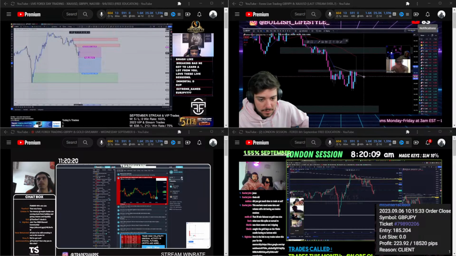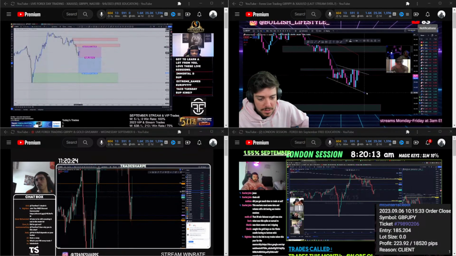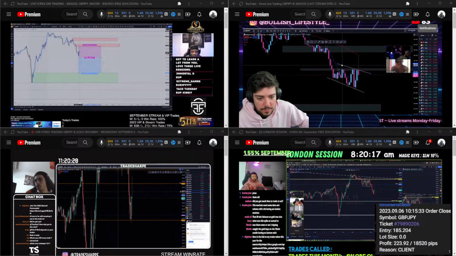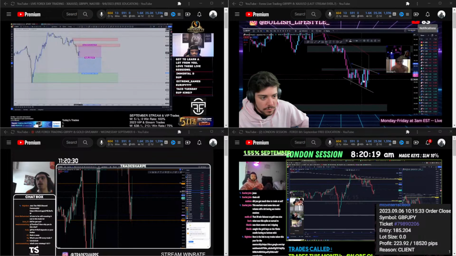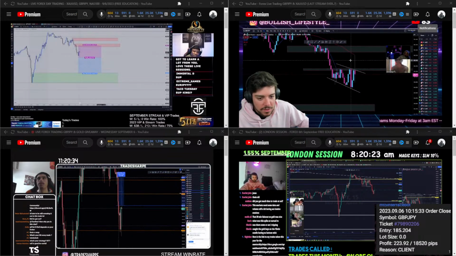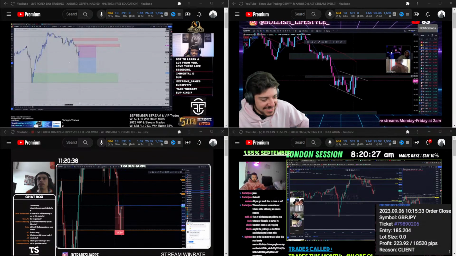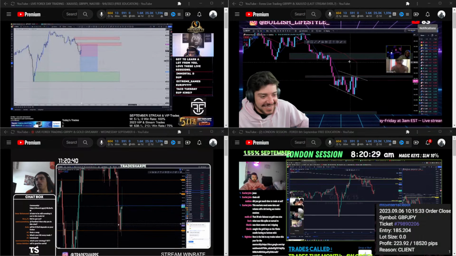Interesting. What's your RR? Well, this trade was going to be a 1-to-1. Around a 20 pip target for a 20 pip stop loss. If we got up to here... Am I still in? No, I'm not still in.